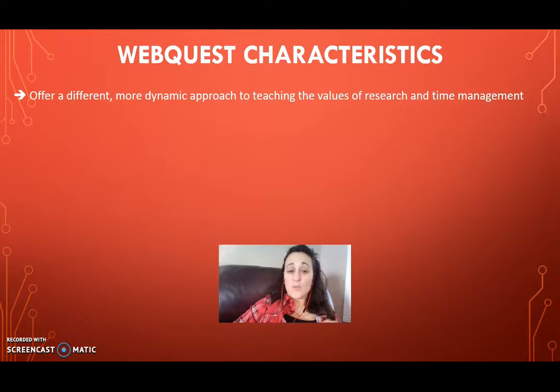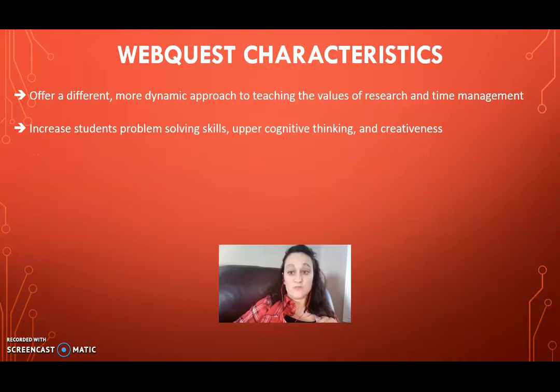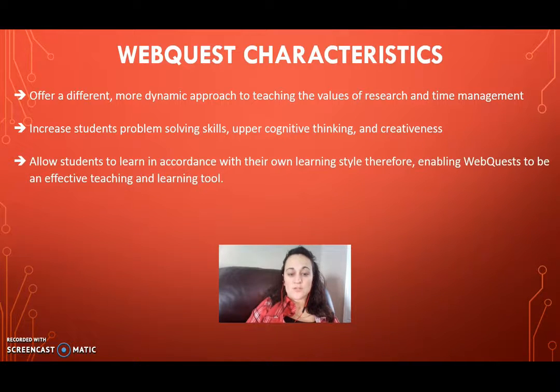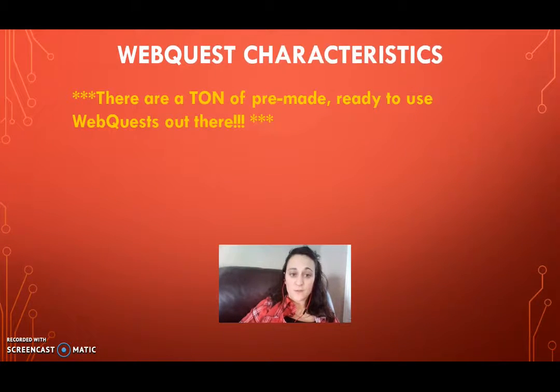They offer a different and more dynamic approach to teaching the values of research and time management. They should end up increasing students' problem-solving skills, upper cognitive thinking, and creativeness. They also allow students to learn in accordance with their own learning style, enabling web quests to be an effective teaching and learning tool. And the best part of all, there are a ton of web quests already made out there ready for you to use.